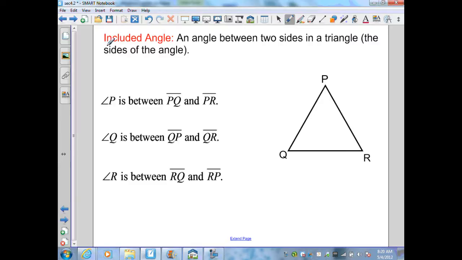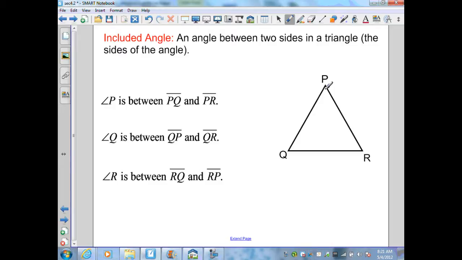An included angle is an angle between 2 sides in a triangle. In other words, it is the segments that form the angle that we're going to identify as being included. Here I have triangle PQR. And let's identify some included angles. Here I have angle P. It is included and between the sides of the triangle PQ and PR. PQ and PR are the segments that form angle P.